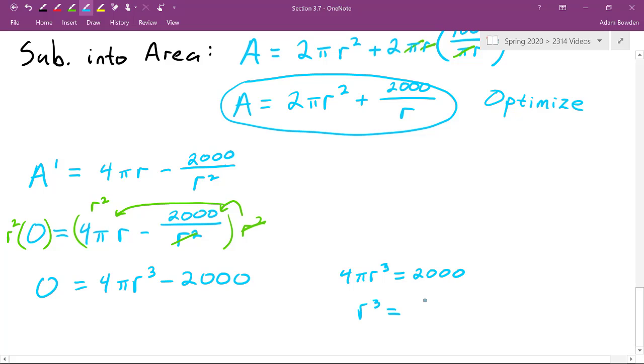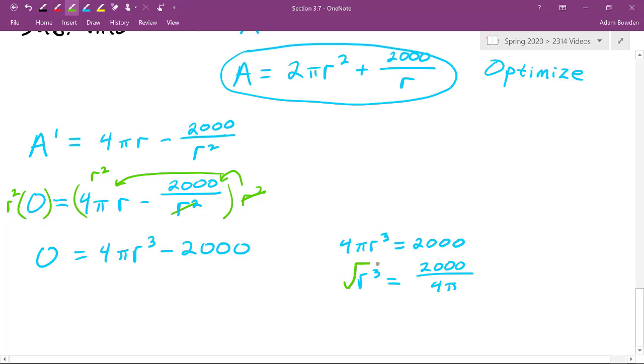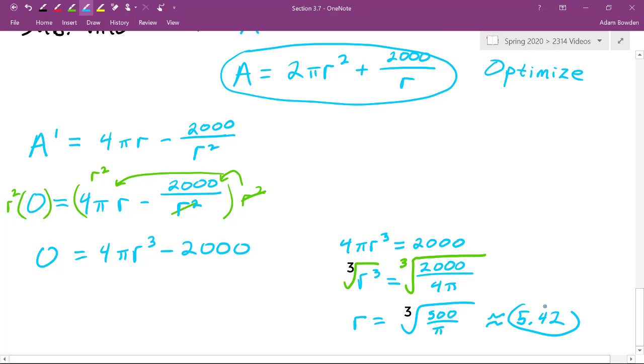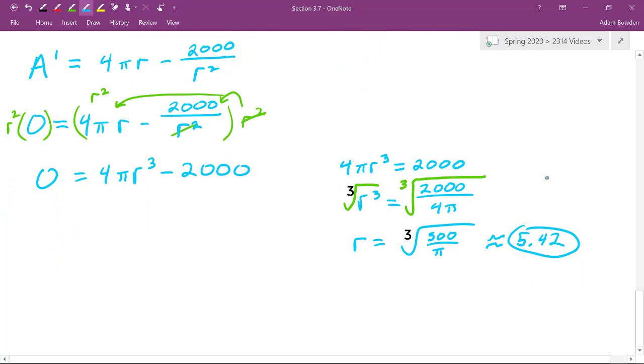So r cubed is equal to 2,000 over 4 pi. And we'll have to actually take the cube root of this in order to solve. We'll get r is equal to the cube root of, when reduced, 500 over pi. Awkward type of number, so let's go ahead and get a decimal. 5.42 is what that is approximately equal to. Now, this technically represents the critical number. There's only one critical number here.